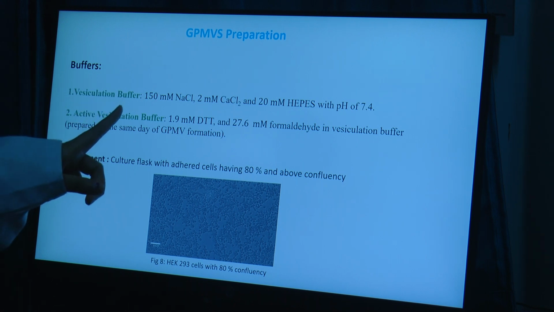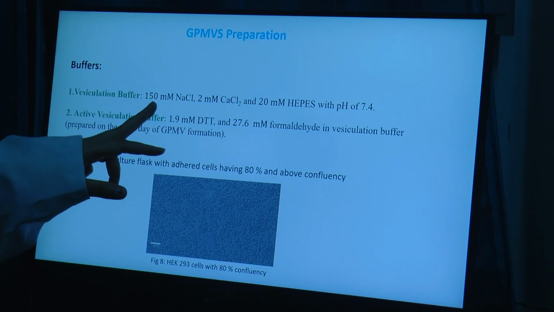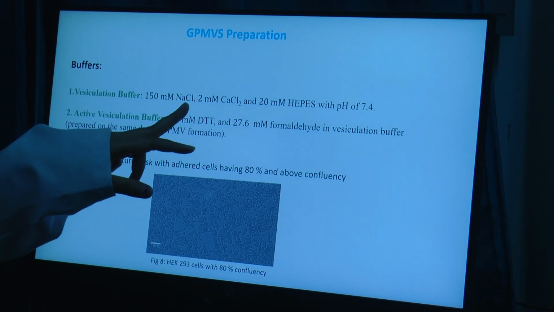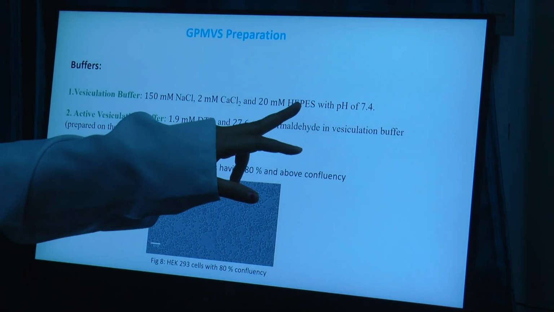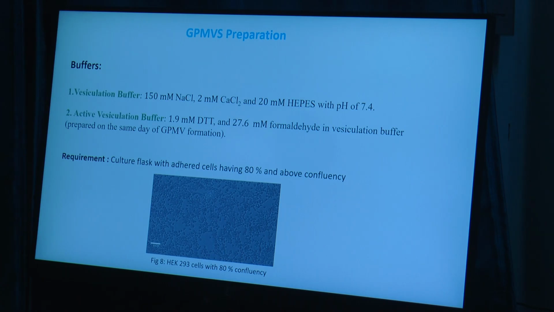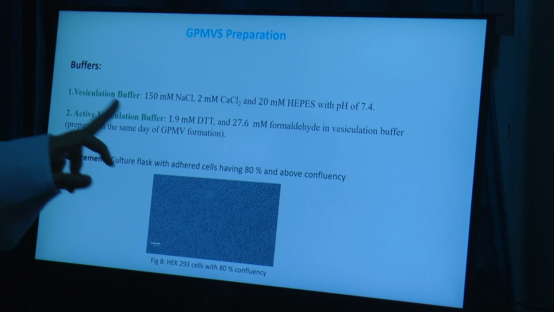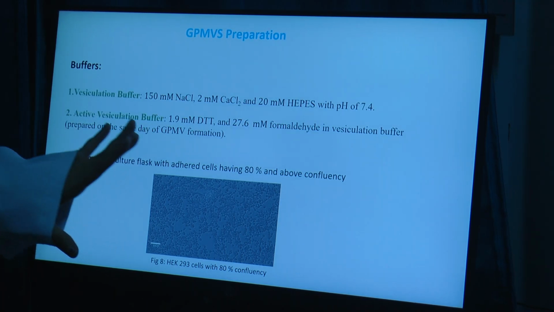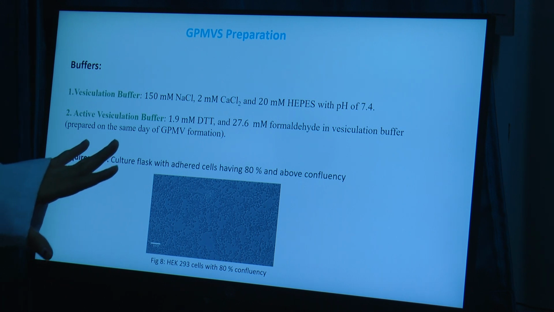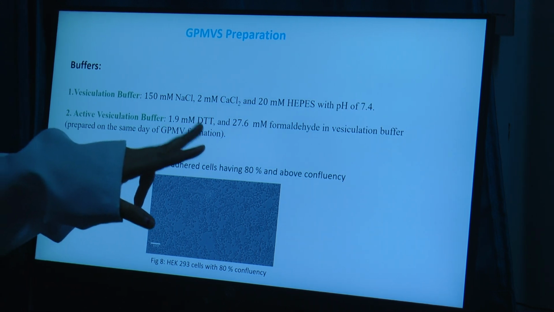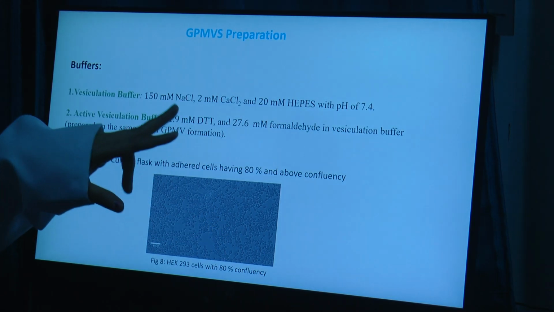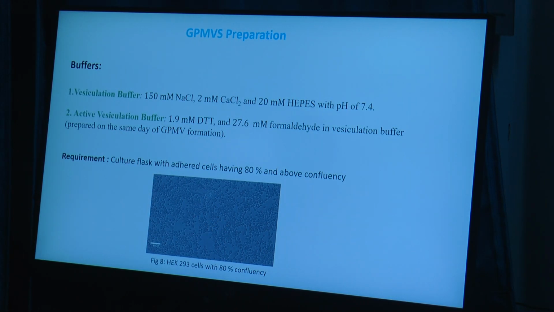The first buffer has this composition: 150 millimolar NaCl, 2 millimolar CaCl2, 20 millimolar HEPES, maintained at pH 7.4. Okay, this is our first buffer. We can prepare this and always keep it at 4 degrees. But there is a second buffer which is responsible for the extraction, the active vesiculation buffer. This buffer needs to be prepared on the day when we need to prepare the GPMV. It contains DTT and formaldehyde, added into the buffer which we have already prepared.